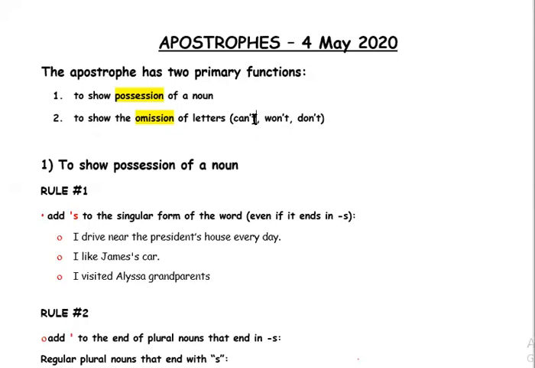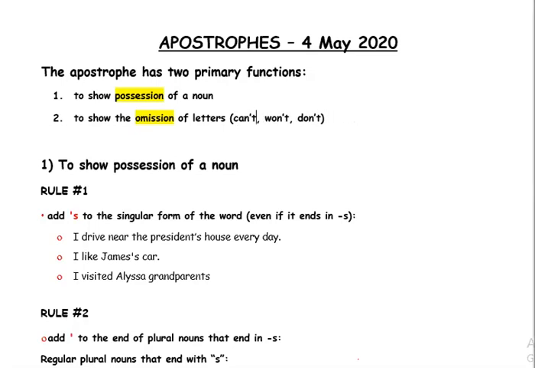So for example, the word cannot becomes can't, and we are omitting the letters N and O, right? So cannot looks like this, but when we convert it into the word can't, we're taking away the N and we're taking away the O. Same thing with won't, same thing with don't.